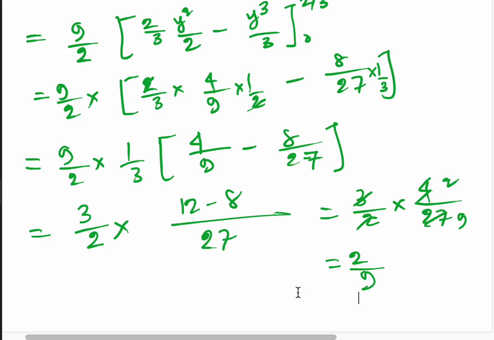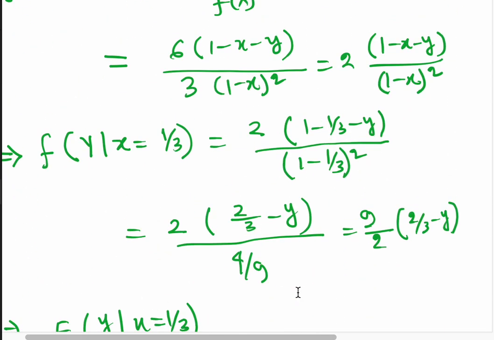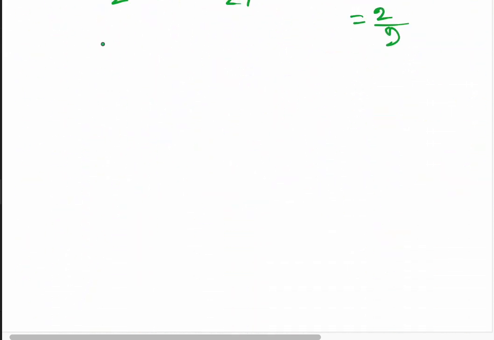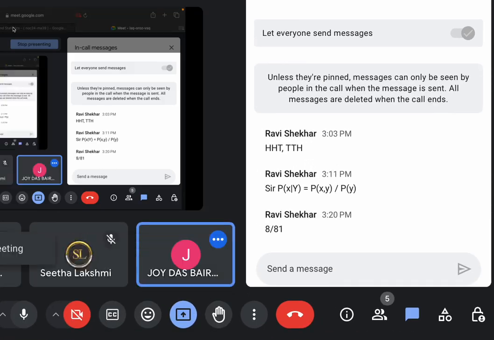So that is the solution of question number 2. Let's move toward question number 3. Now question number 3. Uh, 8 by 81. Okay. Ravi Shekhar, can you check your answer again? I think it's not 8 by 81, it's 2 by 9.